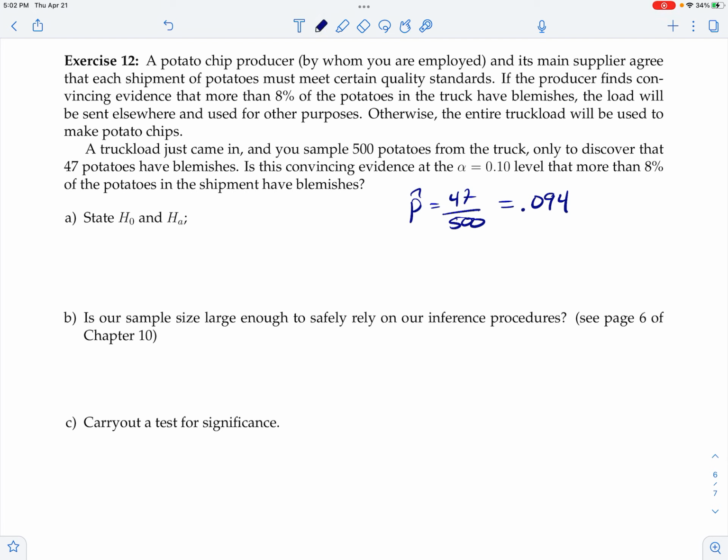And so the null hypothesis, if nothing is going on, then the proportion is at or below 8%. We're going to go ahead and set it at 8%. That's kind of the most extreme case. Remember, we always set the null hypothesis to the most extreme case that we can and still be okay. If something is going on, then that means the proportion of bad potatoes is actually above that 8% cutoff. Those are the two options.